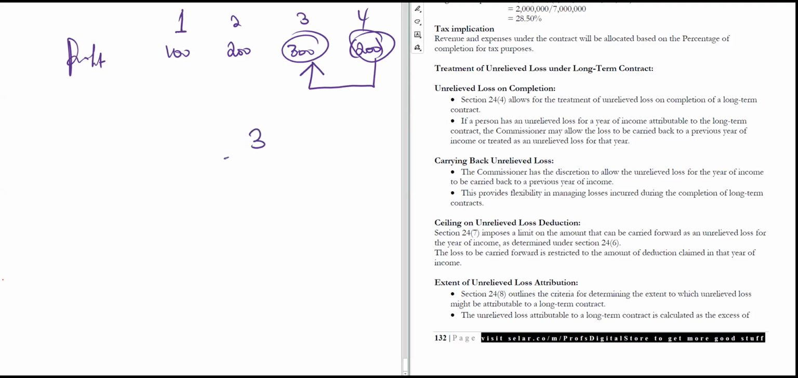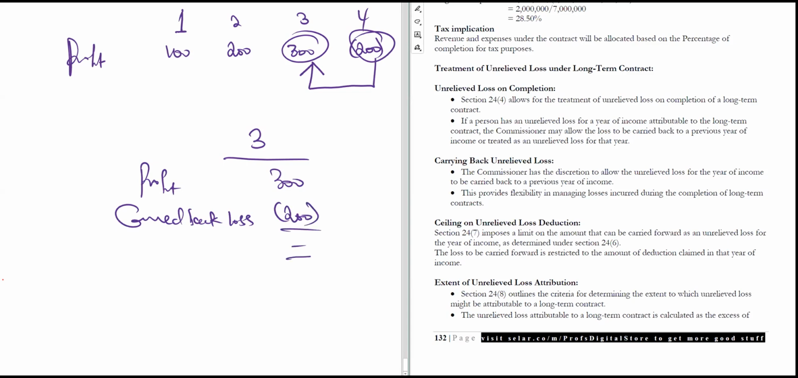Now, if you go to year 3, you would have had a profit of 300. Then you have a carried back loss from year 4 of 200 to be deducted from here, which means year 4 will now be empty when it actually happens. Because for long-term contracts, you estimate. So based on the estimate, if you know that year 4 will have a loss, you can treat it as a loss, or carry it back and deduct it from the previous year because you haven't gotten there yet. That's what the law allows you to do.